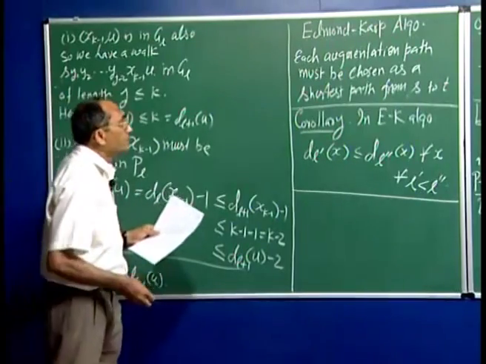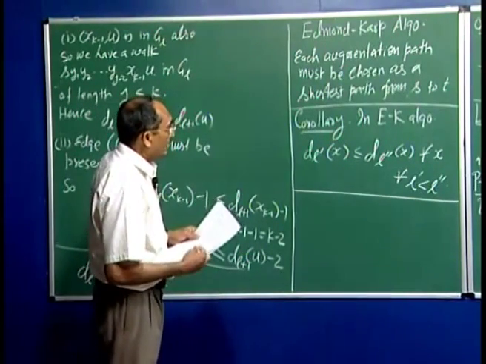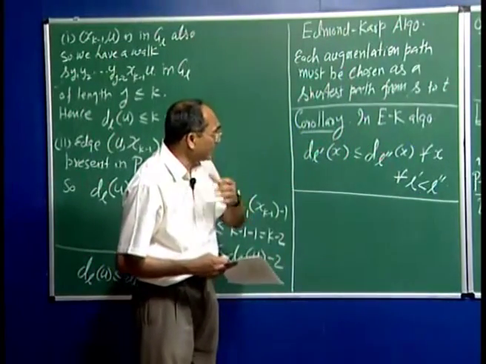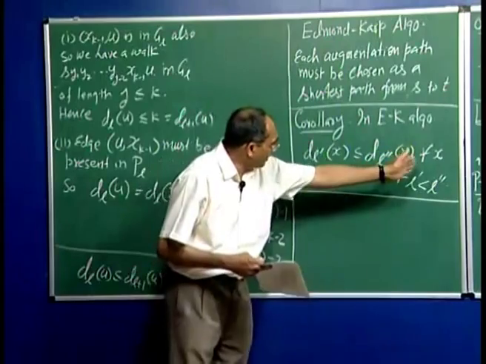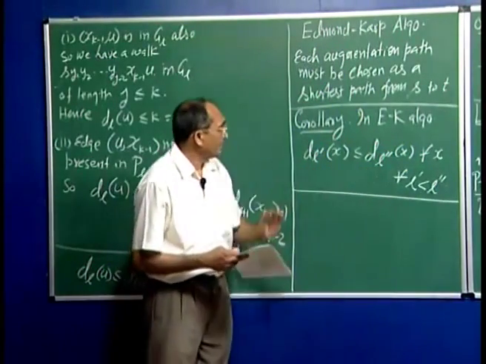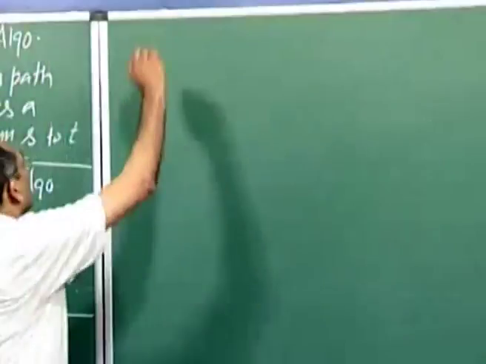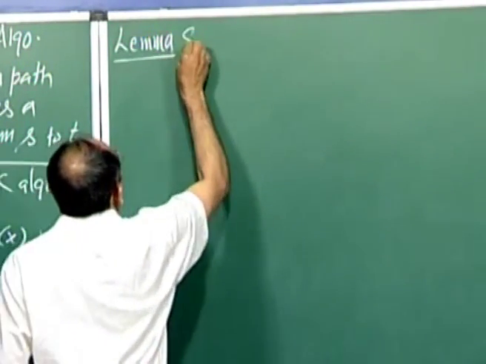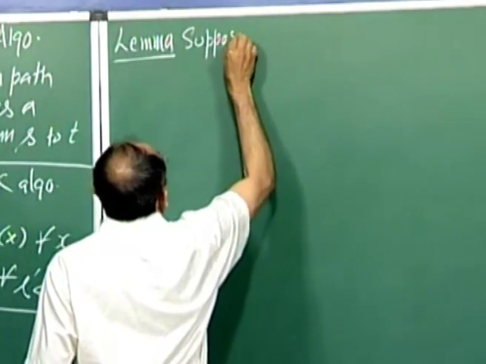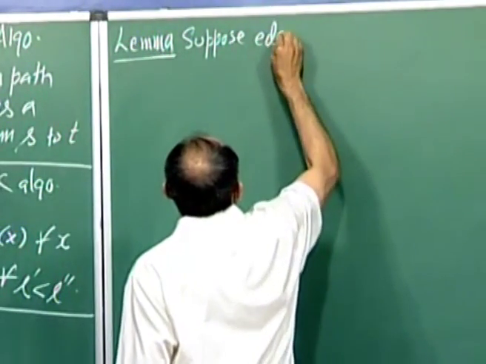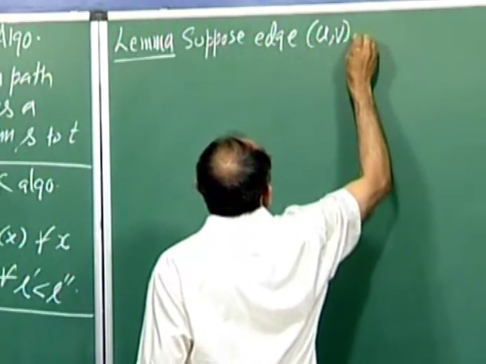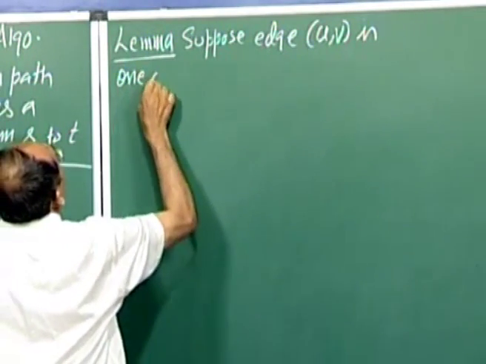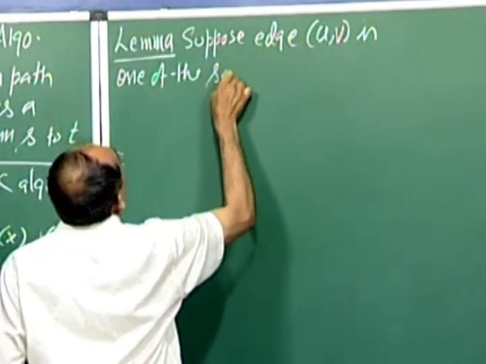Now, we are going to show that the change in distance in a special situation is a little bit greater than a simple inequality. So, we have a lemma that suppose some edge uv is one of the saturated edges in PL.